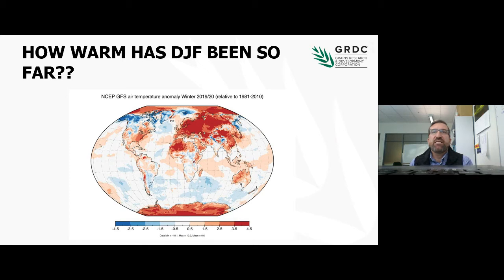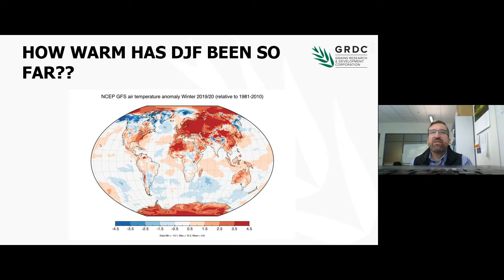And so what you can see is that most of Europe, Russia, North Africa, those temperature anomalies for that December, January, February period are in some cases upwards of about 4.5 degrees warmer than that period. If you look at Australia, it is about 1.5 to about 3.5 degrees warmer, depending on where you are in the country, than that long-term mean period.